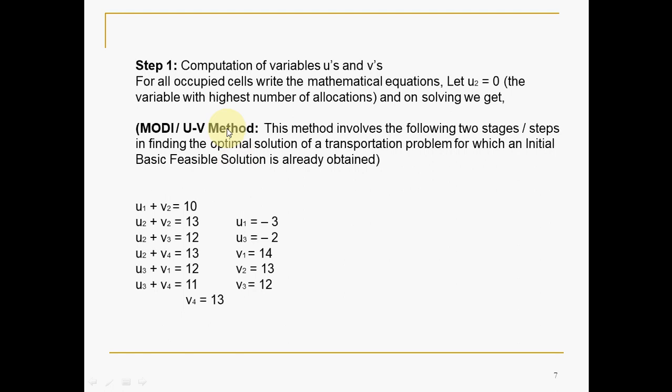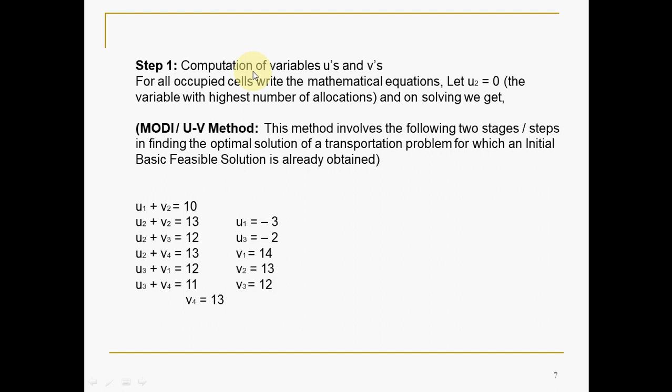Okay, so there is a method called the modified distribution method, which is known as MODI or the UV method sometimes, because u and v are the variables. MODI stands for modified distribution, also known as the UV method. This method involves the following 2 steps in finding the optimal solution of a transportation problem for which an initial basic feasible solution is already obtained. Fine. So now you already have the IBFS with you by VAM.